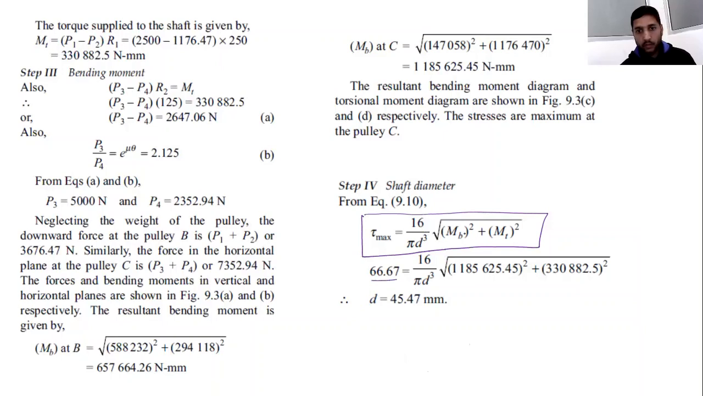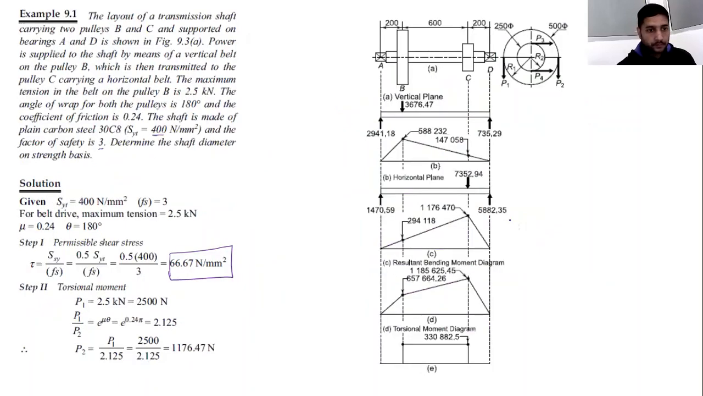Now we have 16 by pi d cube. We have to find out the bending moment and the torsional moment, so let us find these two terms. In step 2, they are finding the torsional moment. The torsional moment Mt will be equal to force into radius. If we are calculating the torsional moment for the bigger pulley, that is the B pulley, it will be P1 minus P2 into the radius of the B pulley.